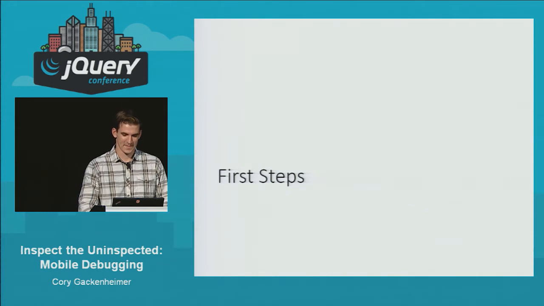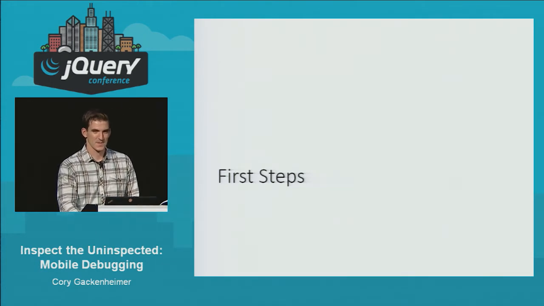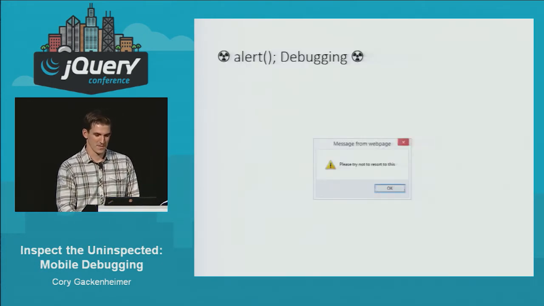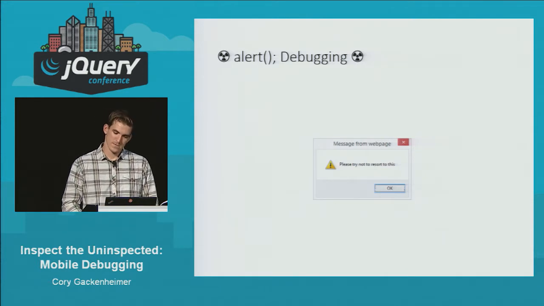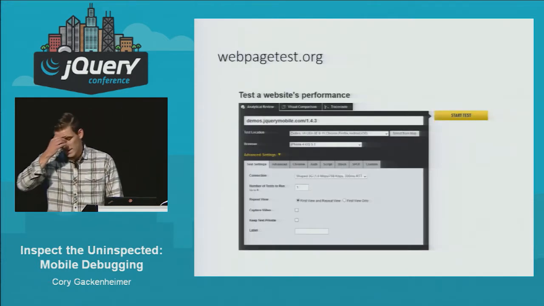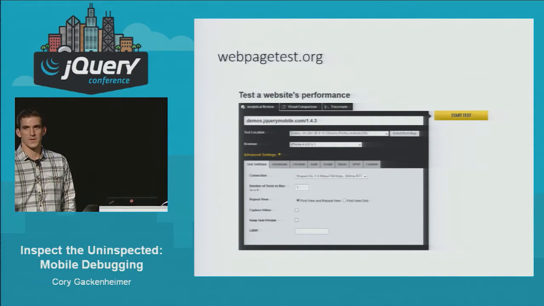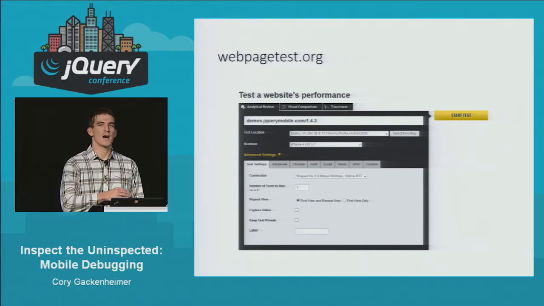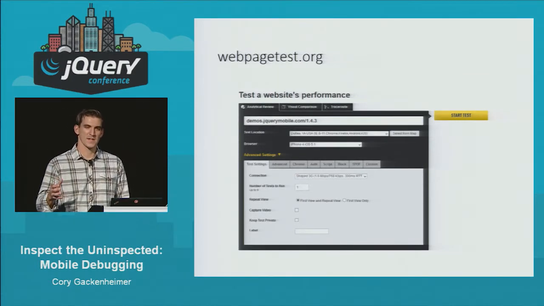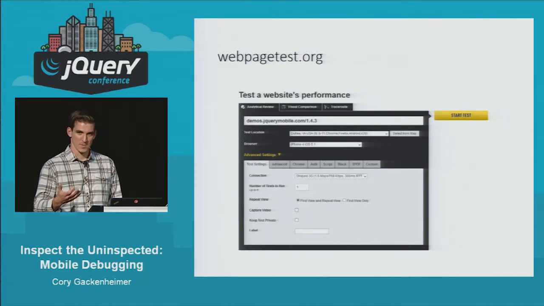So first steps. The first steps we always do when we find a bug, especially on mobile, is we alert something. No, that's not right. Don't do that. The first thing you should do when you're looking at any website, even if you don't have a mobile specific website, is remember that somebody's going to be looking at it on a mobile device.